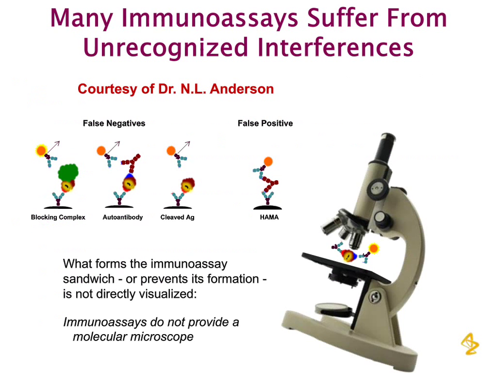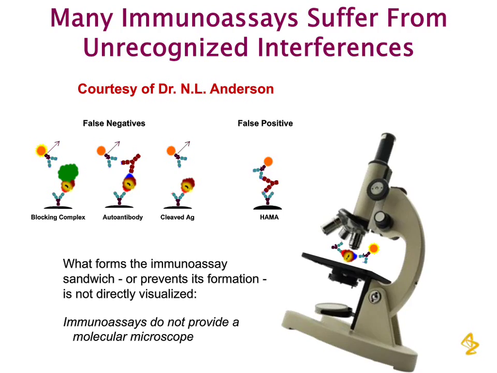This slide I've borrowed from Dr. Lee Anderson. It illustrates one intrinsic property of immunoassays, namely the black box concept. Being a mass spectrometrist, I confess that I'm biased here, but nevertheless, I do not like the fact that you don't have a clue whether an immunoassay suffers from unrecognized interferences. What forms the immunosandwich or prevents its formation is not directly visualized, since immunoassays do not provide you with a molecular microscope, such as a mass spectrometer.